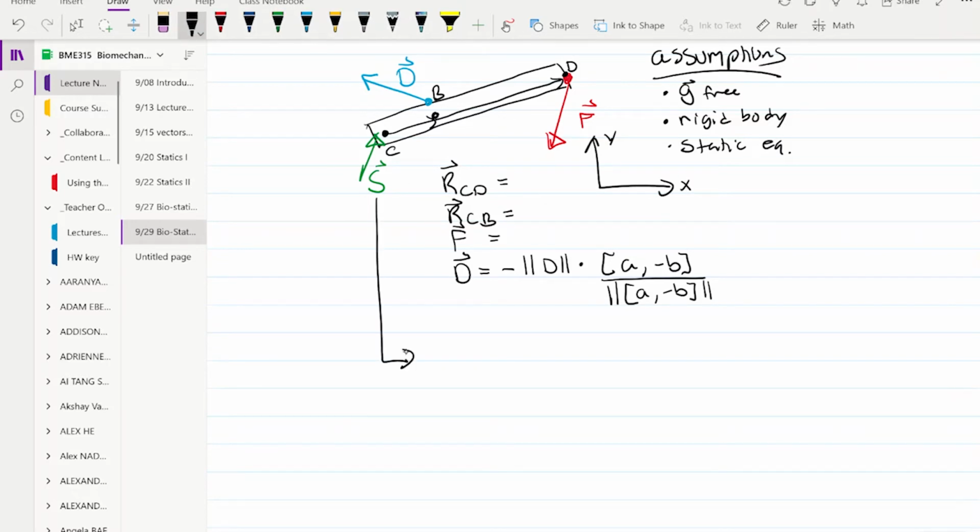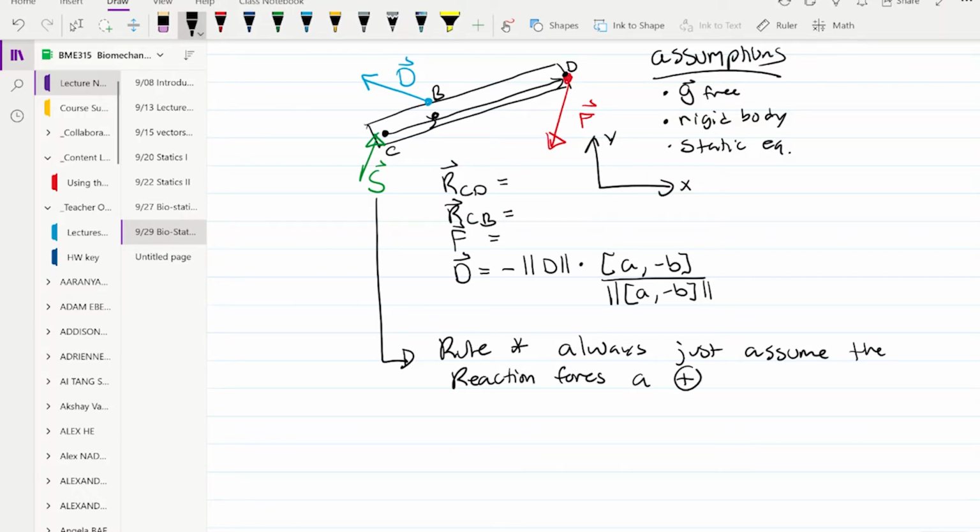So here's a rule for you. Always just assume the reaction forces are positive. Okay, even if you know they're not.